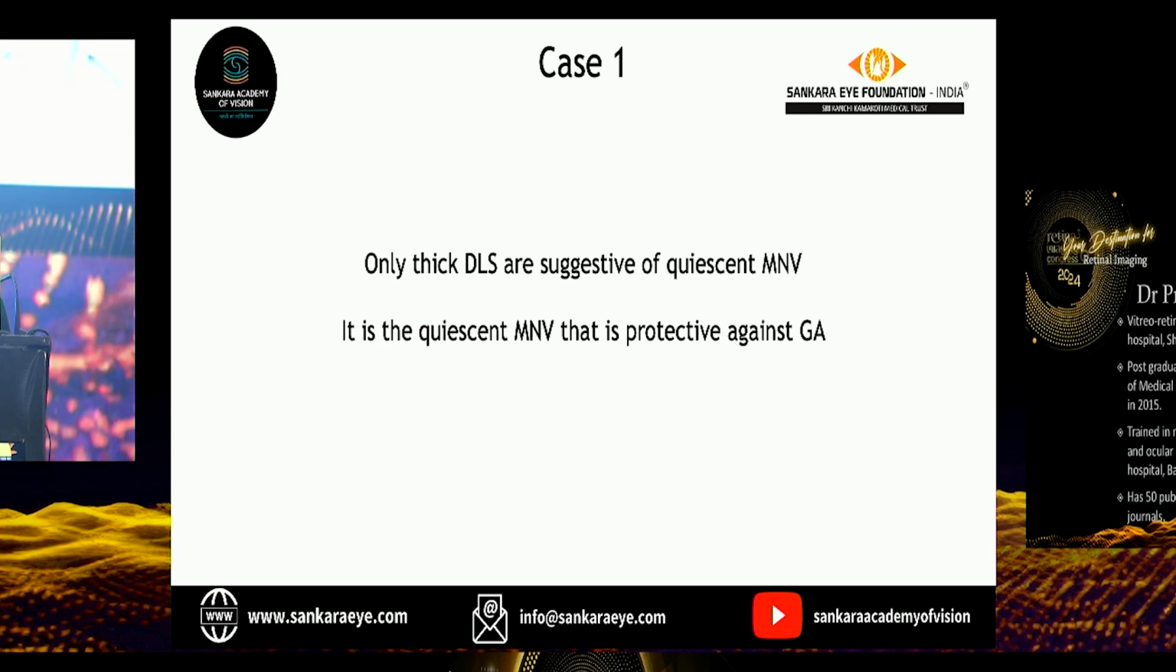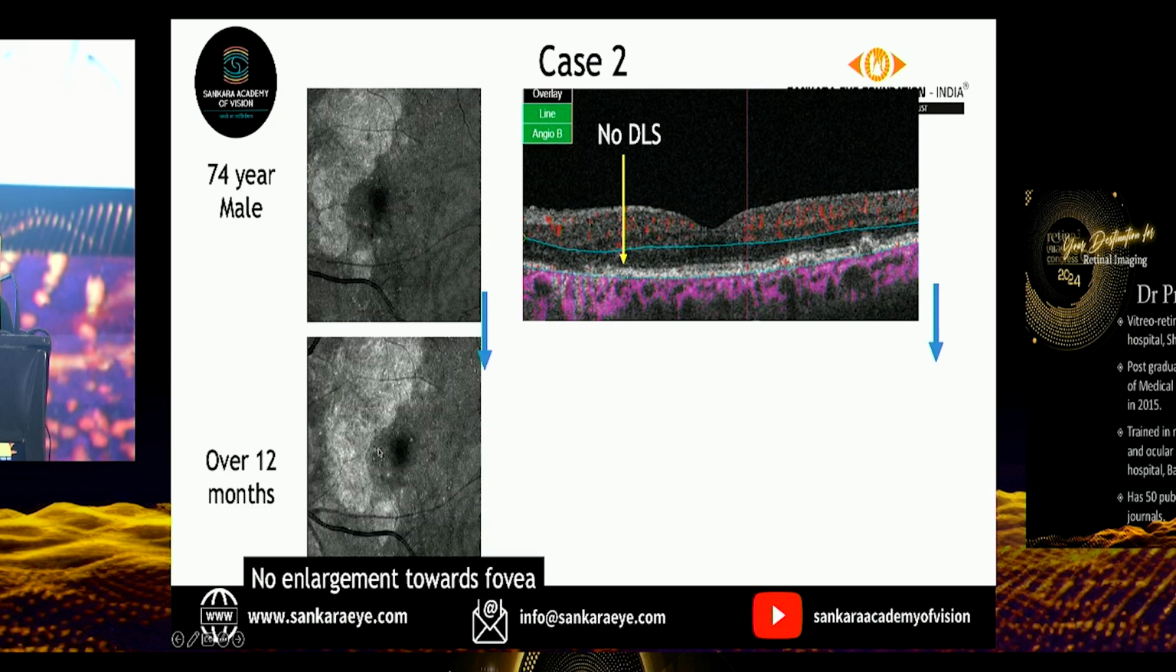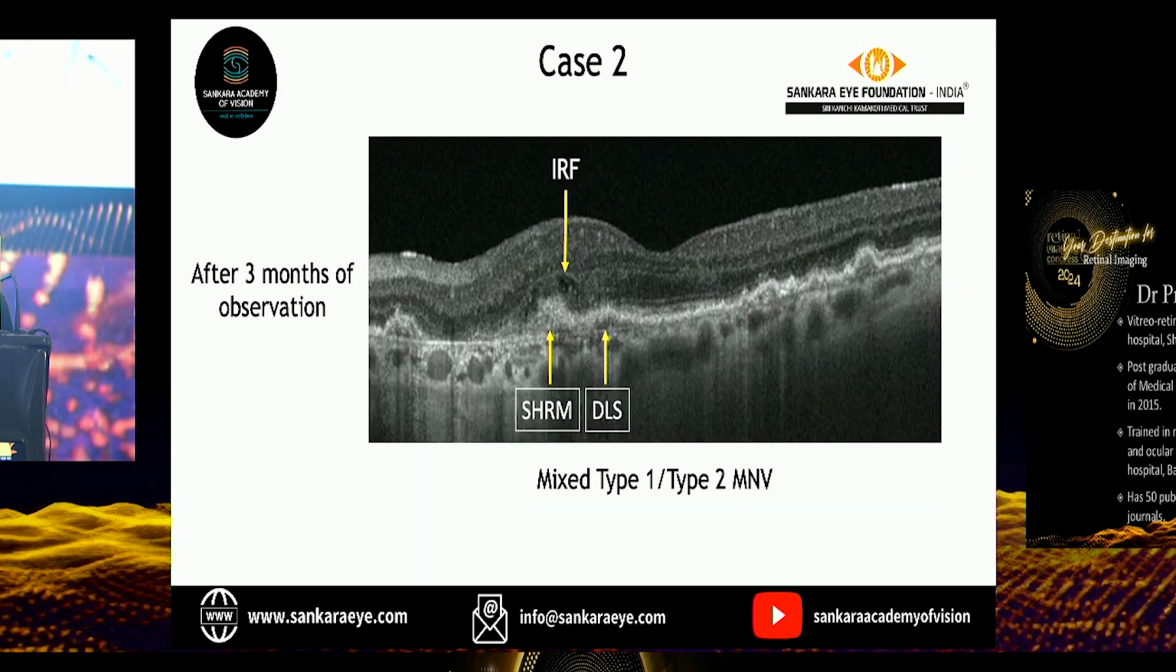Another case of a foveal sparing GA: we can see at presentation the fovea is still unaffected. Over 12 months, we can see that there is an enlargement of GA at some points, but it has not migrated towards the fovea. When we did an OCTA, we could see that there was a DLS in between the geographic atrophy and fovea, and probably this would have protected this eye from progressing into geographic atrophy towards the fovea. But at 3 months, he developed a mixed type 1, type 2 CNV, as we can see that there is an additional subretinal hyperreflective material and intraretinal fluid.